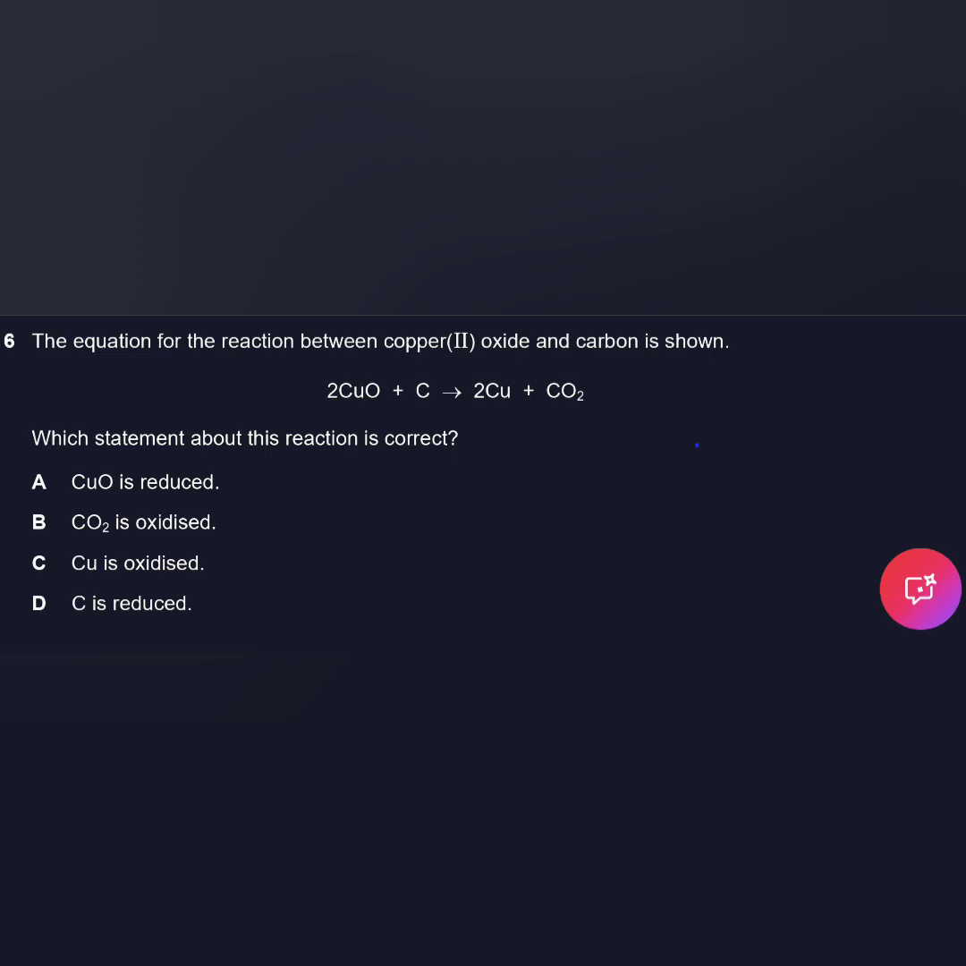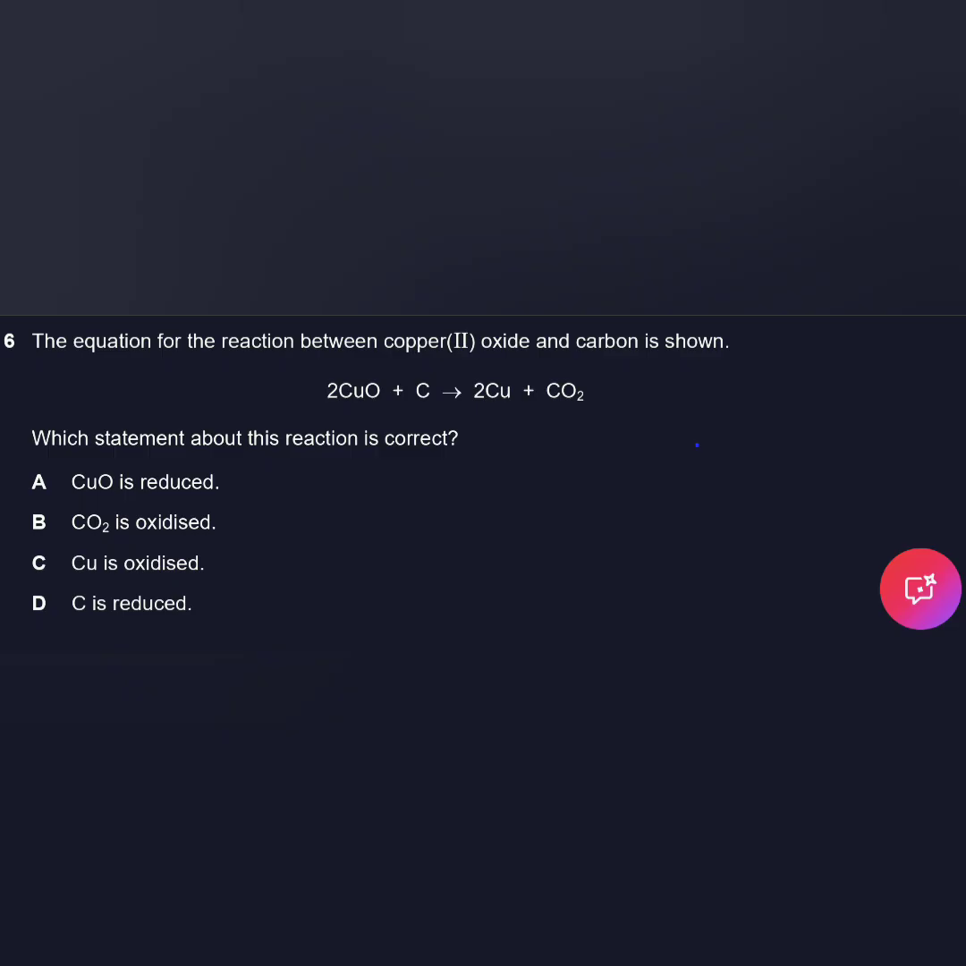Question number 16. The equation for the reaction between copper oxide and carbon is shown. 2CuO plus C gives 2Cu plus CO2. That means 2 moles of copper oxide reacts with carbon to form 2 moles of elemental copper in the solid state, and carbon dioxide gas is produced. So which statement about the reaction is correct?